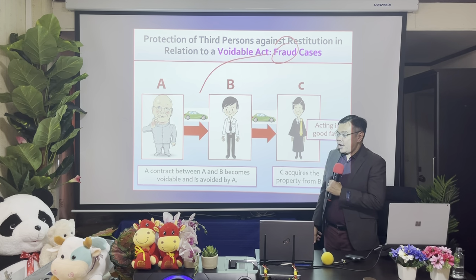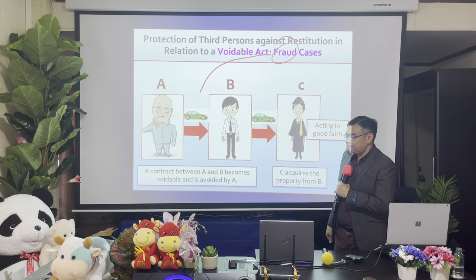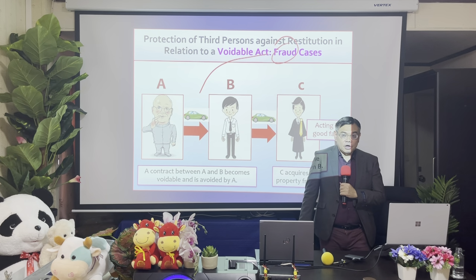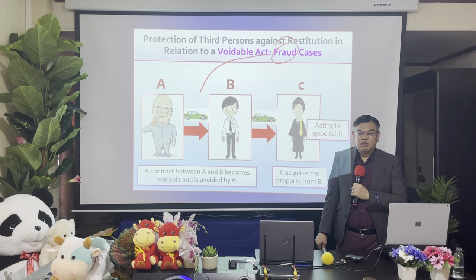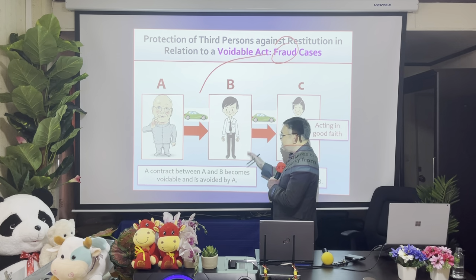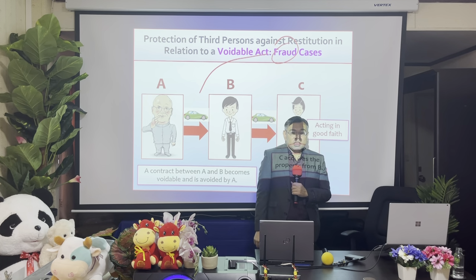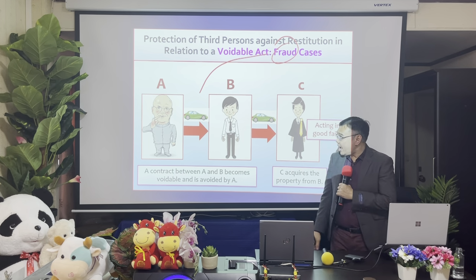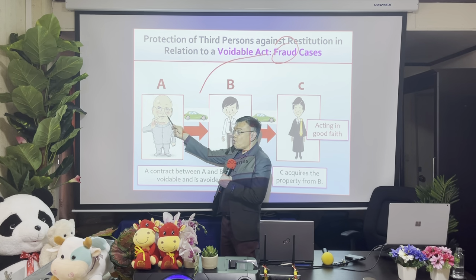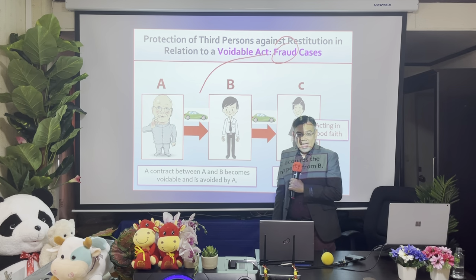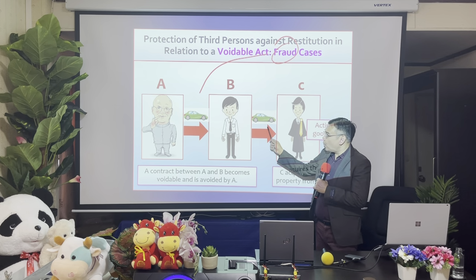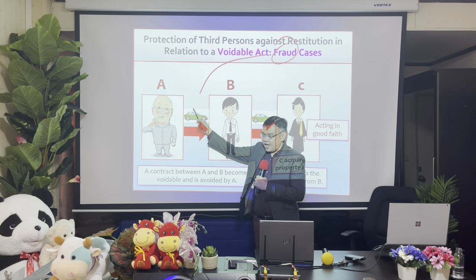Right. So when it is a mistake as to the quality of this car, the mistake as to the quality of the property, which is essential, right? In this case, the contract between A and B here becomes what? Becomes voidable. Right, let's suppose that A wants to avoid this contract. When A avoids this contract, B, the buyer, will have to return this car to A.